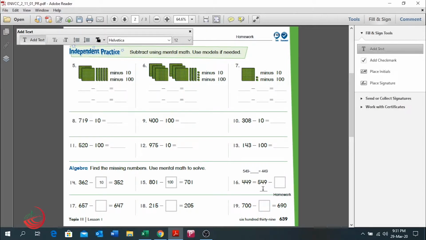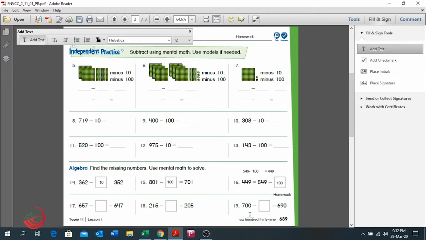The ones are the same, the tens are the same, the hundreds change. If the hundreds change, then it's minus 100. 549 minus 100 equals 449. You don't need to write this, but I'm just explaining if it's confusing. 549 minus 100 equals 449.